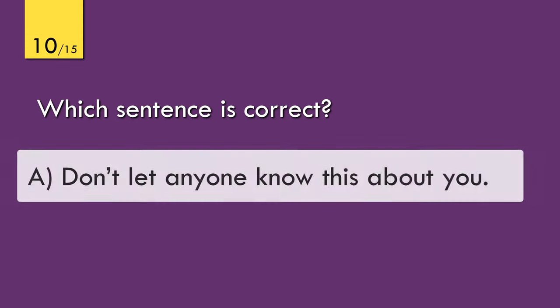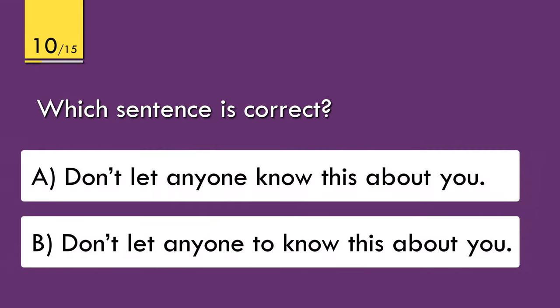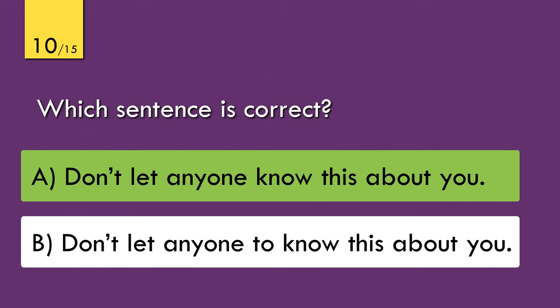10. Which sentence is correct? Don't let anyone know this about you. Let is followed by an object and an infinitive without to.